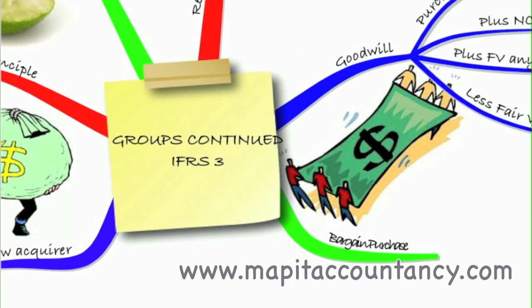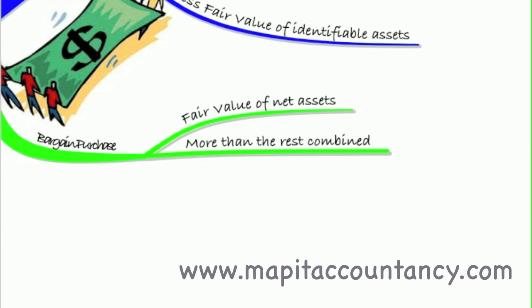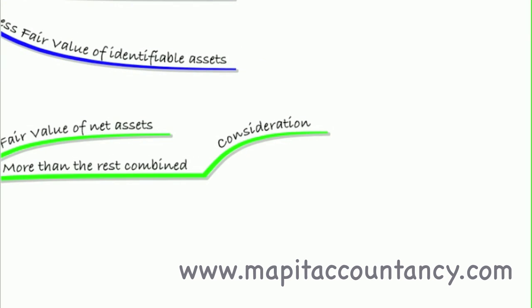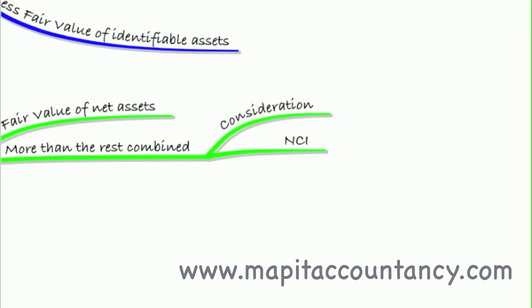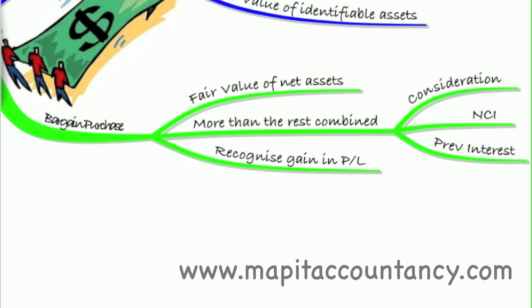When it comes to a bargain purchase, well, if the fair value of the assets is more than what we've paid for the business, then we've paid less than the assets are worth. So if the consideration, the non-controlling interest and the previous interest add up to less than the fair value of the assets, well then that's going to be a gain for us. We've got extra assets. We've got a bargain purchase. And if we have a bargain purchase, that's a gain to us and it goes to the profit and loss account.